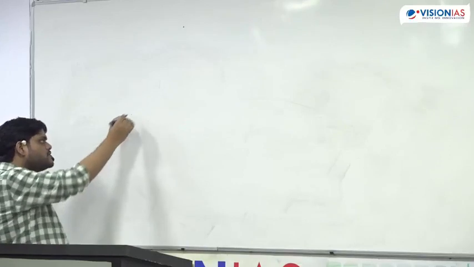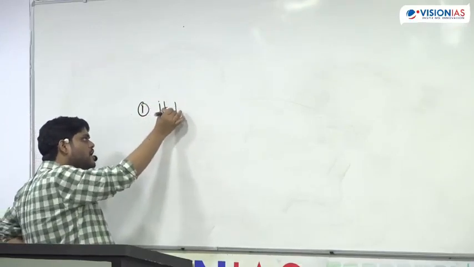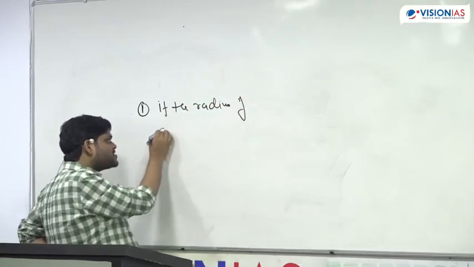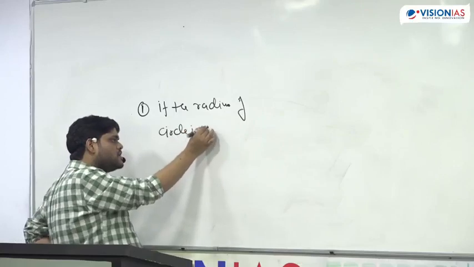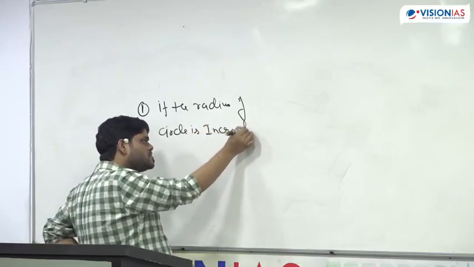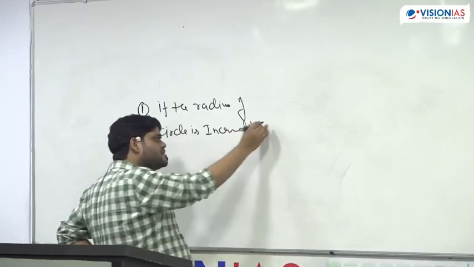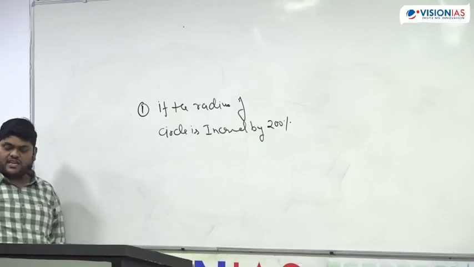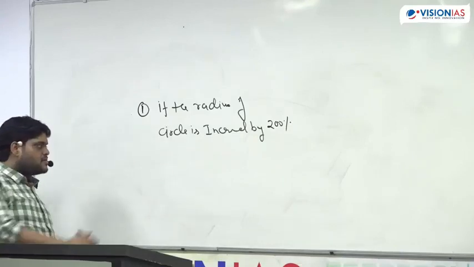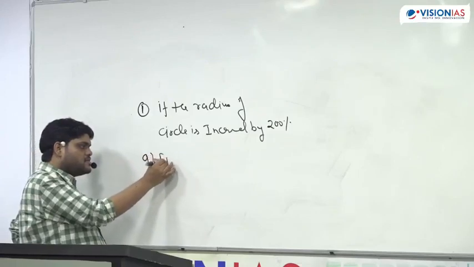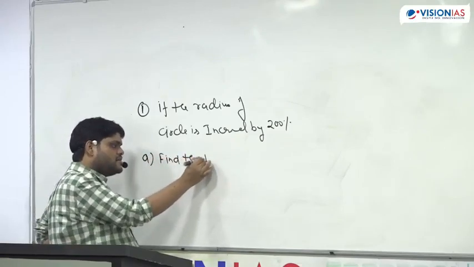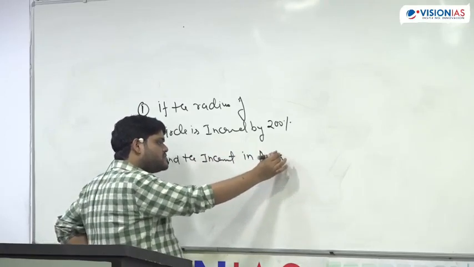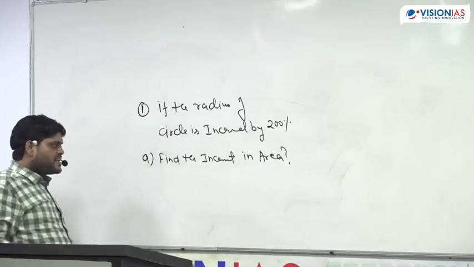One more question. If the radius of a circle is increased by 200%, then first problem is find the increment in area. Find the increment in area.